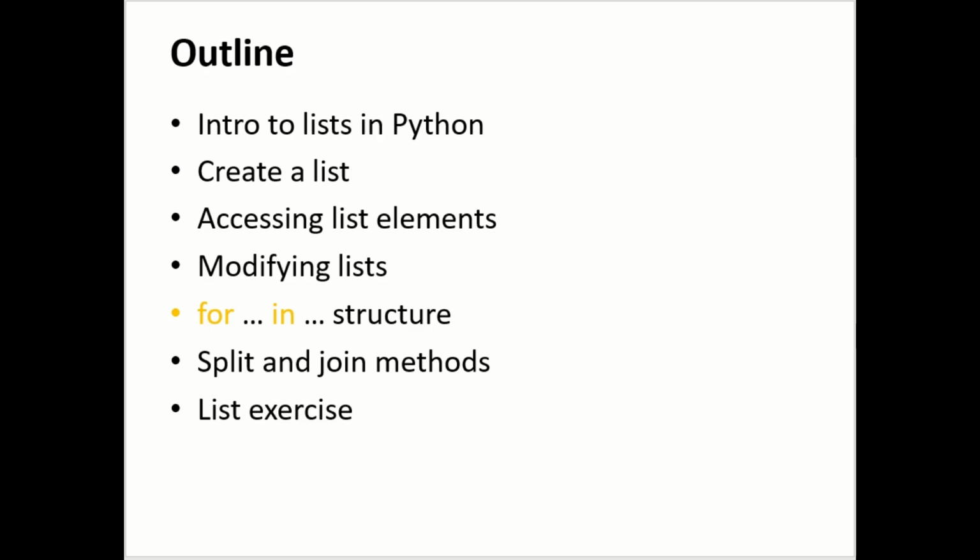That's something new for a list we couldn't do with the string. How to use lists in a for loop structure. How to use split and join. Those are two methods that act on lists, or they involve lists, I should say. One is called on string objects. And then finally, we'll do a short exercise that'll have some relevance to your homework.